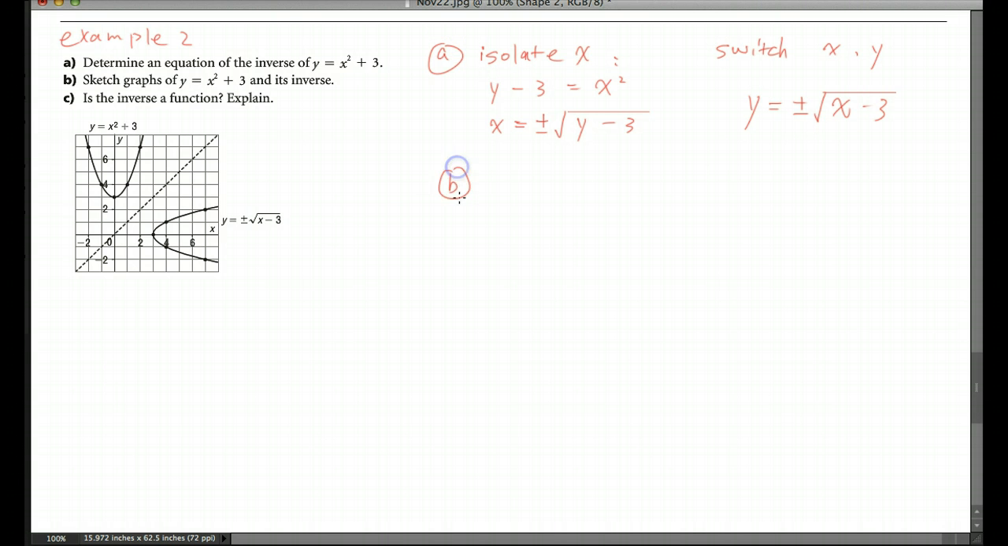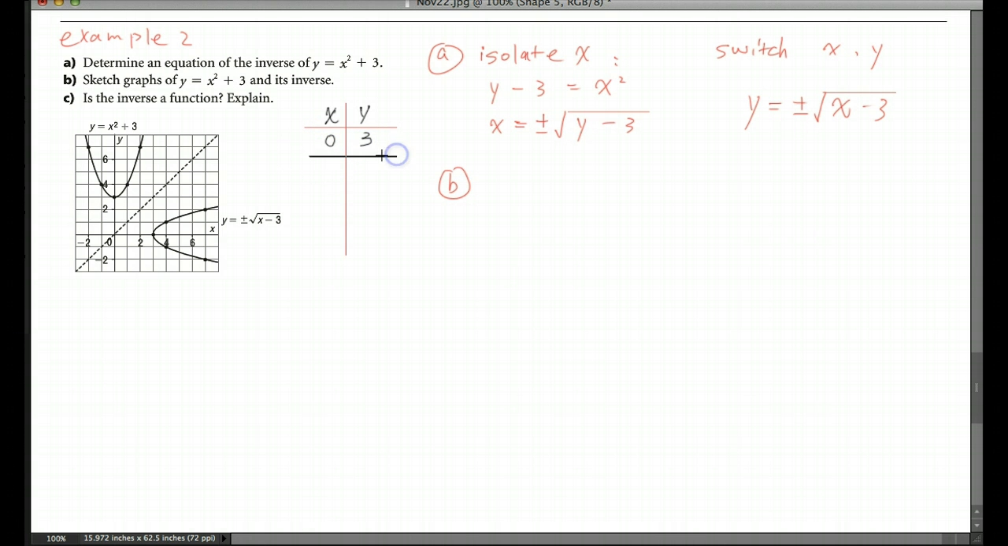B. Sketch the graph of y equals x squared plus 3 and its inverse. So already done, it's easy to sketch both equations. You can just pick a couple of numbers. Let's start with the first one, y equals x squared plus 3, the original one. So you can pick a couple of points, x and y. For example, if you choose x equals 0, y should be 3.